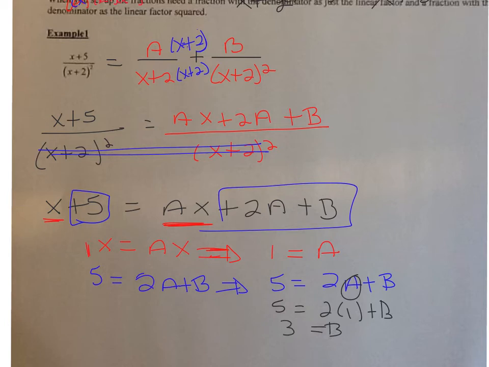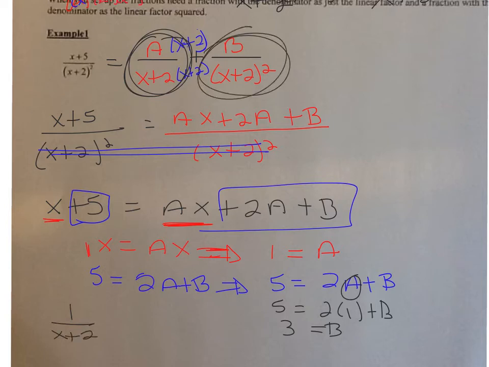So now I have my fraction. It's going to be a over x plus 2. My a is 1, so it's 1 over x plus 2. And it's going to be plus b, which is 3 over x plus 2 squared. So that would be my answer here.